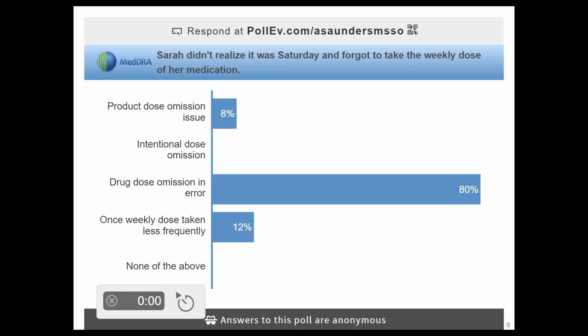Great. So, Samina, in the interest of time, would you be willing to give us your thoughts on this question and the coding for it? Certainly. When you look at this example, the verbatim is trying to let you know that the subject forgot to take the weekly dose. From among the coding choice answers, some terms have the word issue in them, another choice has intentional, and the third choice has error. So we know from the verbatim that it's trying to relay that she forgot, or it was in error that she missed her weekly dose. Therefore, the majority of the people have chosen the correct answer, which is drug dose in error.